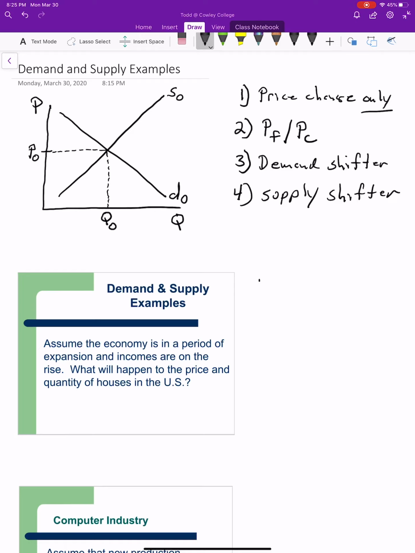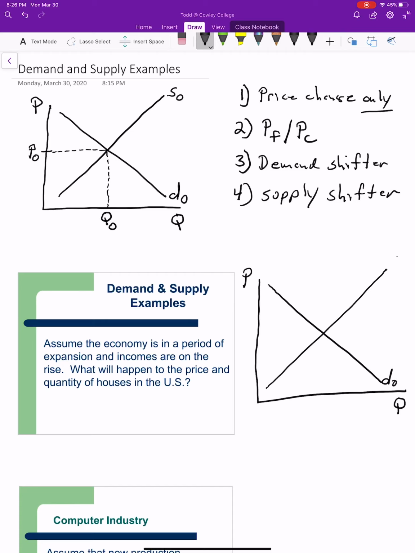All right, before we go in and before we ever read the example, let's draw our demand and supply analysis. So we have quantity and price. We have a downward sloping demand curve, mark it with a D naught. Upward sloping supply curve, mark it with an S naught. In this particular case, we're going to be dealing with the price and quantity of houses, so we don't necessarily need to know exactly what that is. We'll mark our equilibrium price with a P naught, and our equilibrium quantity with a Q naught.